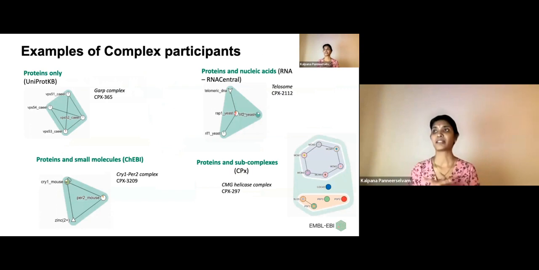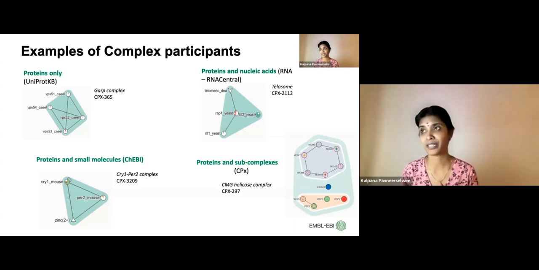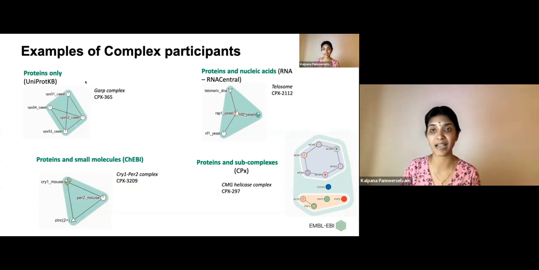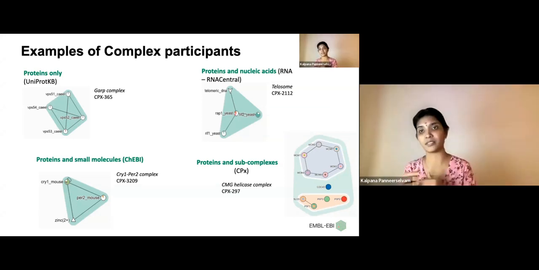Okay, so Complex Portal participants. As I mentioned, these assemblies can be entirely made up of proteins. An example here is this GARP complex. And it can have non-protein entities such as RNA molecules or DNA molecules. An example here is a telosome. Here the telomeric DNA forms an integral part of the complex to deliver its function, right? And you can have small molecules such as zinc as part of the complex, and sometimes it can be made up of subcomplexes and protein assemblies together.